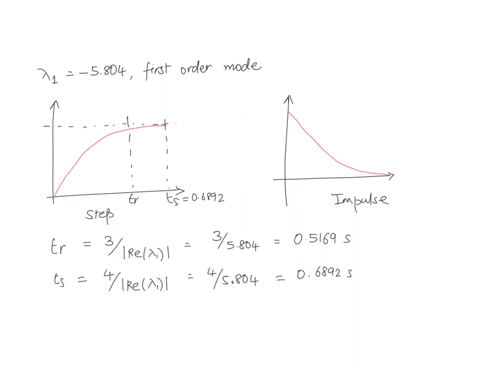And again, this is a first order mode, so there is not that much to analyze, and we're kind of done. So these two numbers are what characterize this mode, pretty much all of it. And then we can move on to the second mode.